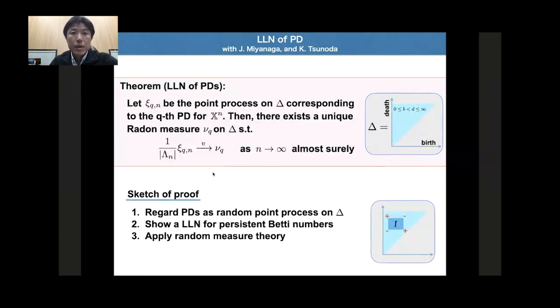And here is a sketch of the proof. The first item is already explained. So we regard persistence diagrams as random point processes on delta. And the second, we extend the law of large numbers to the persistent Betti numbers. This is almost straightforward. And also we generalize it into multiplicities on rectangular regions like this by taking alternating sums of the persistent Betti numbers shown here. Then at this moment, we obtain an assignment of a value for each rectangular region on delta. So what we have to do now is to explicitly construct a measure returning those multiplicities on each rectangle. And to that purpose, we apply random measure theory, and we can show that we can actually explicitly construct a measure corresponding to ν in the theorem. So this is the essence of the proof for the law of large numbers of the persistence diagrams.